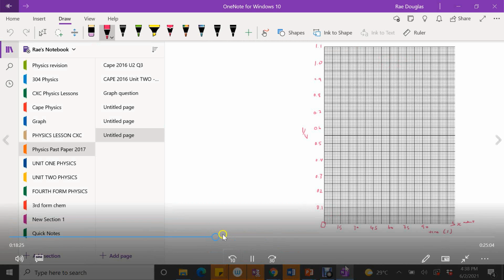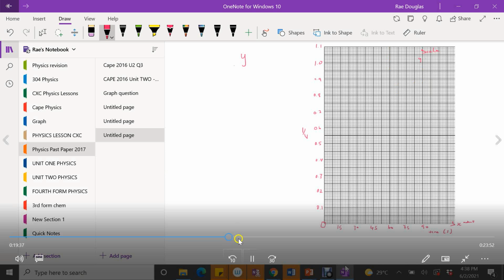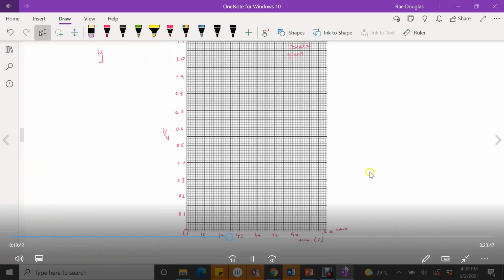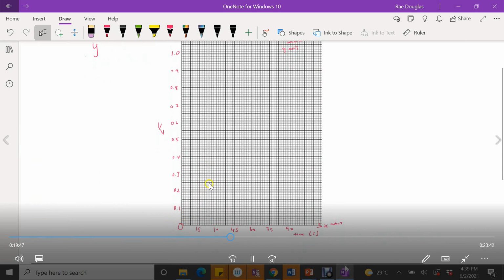Let me see what the values are here. So the last value for time is 90, right? And I believe the last value for 1 upon V was 0.6. So it therefore means that when you do this graph, I could have chosen a better scale for this axis, right? But it could work for now, you follow me? Because it actually covers at least more than 50% in a sense, right? But you can choose a more appropriate scale.